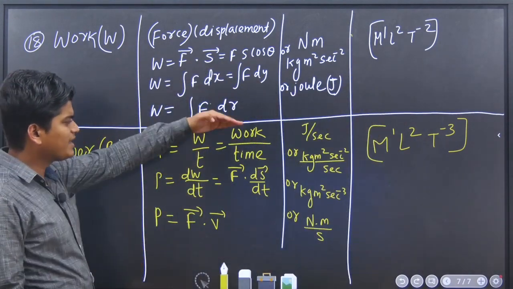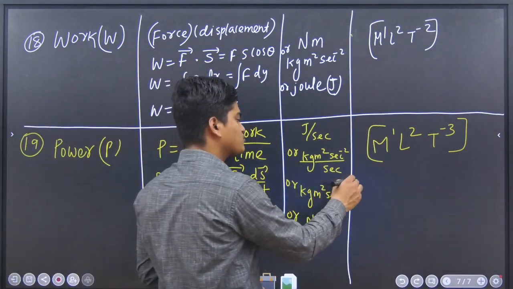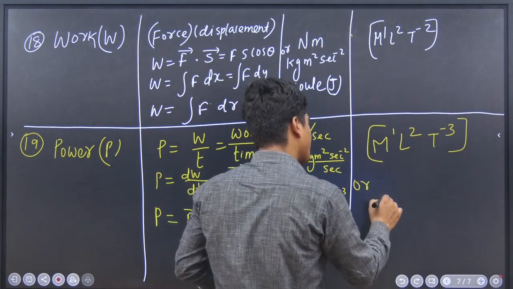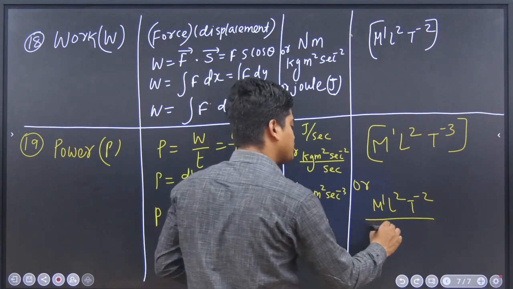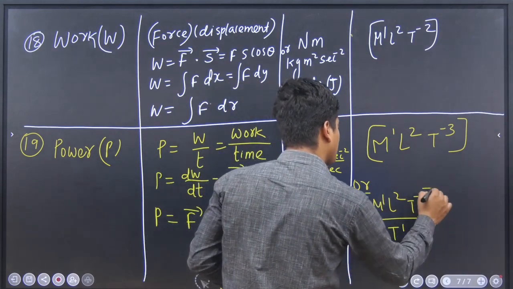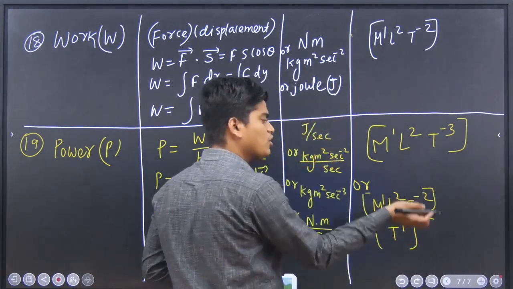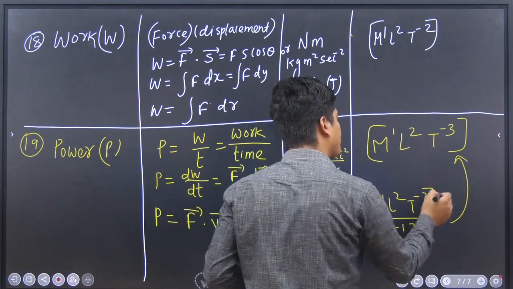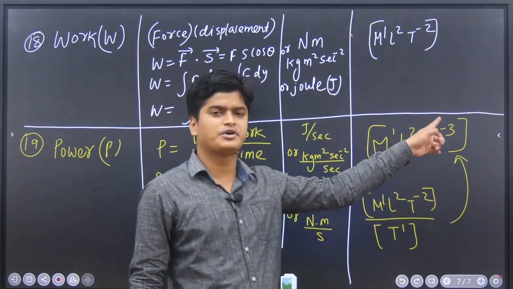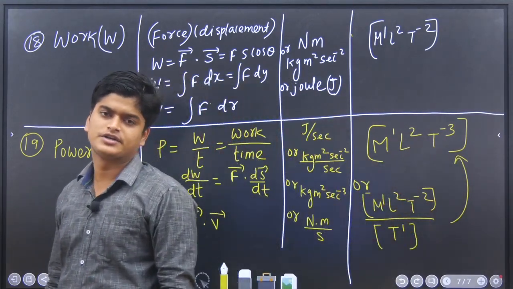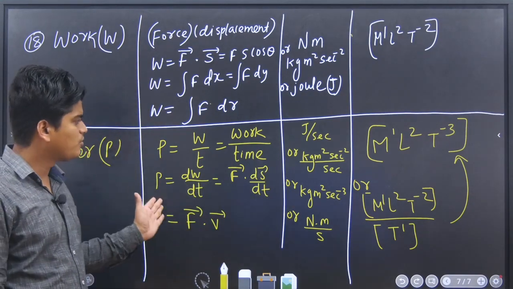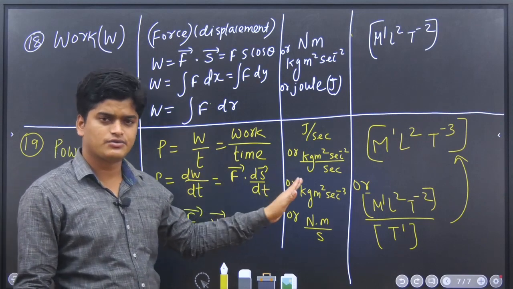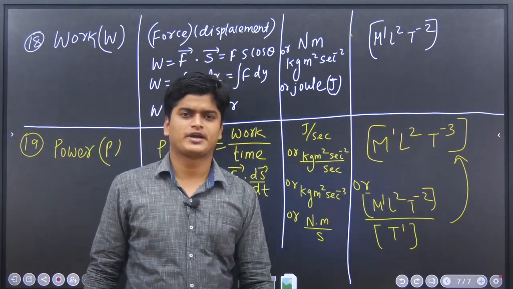Or you can tell, work dimension you already know. You can write this way also. Work dimension is M1 L2 T minus 2, and time dimension is nothing but T to the power 1. After this, T1 will go up, and it will become T to the power minus 3, so M1 L2 T to the power minus 3. That way also you can calculate. Or you can understand from the SI unit also. Once you know the formula and the SI unit, then the dimension will automatically come.